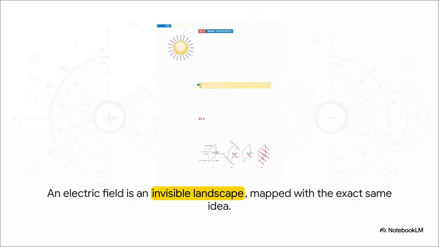We're going to imagine that an electric field is like an invisible landscape of, let's say, electrical hills created by positive charges and valleys created by negative ones. We can map this invisible terrain using the exact same logic as that mountain map.